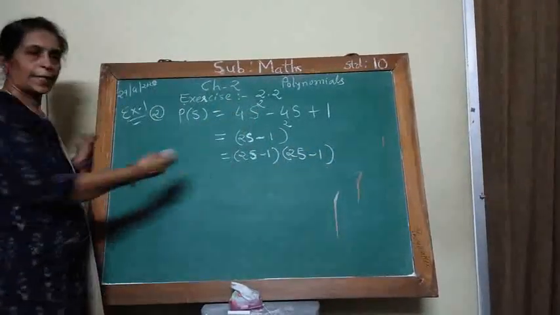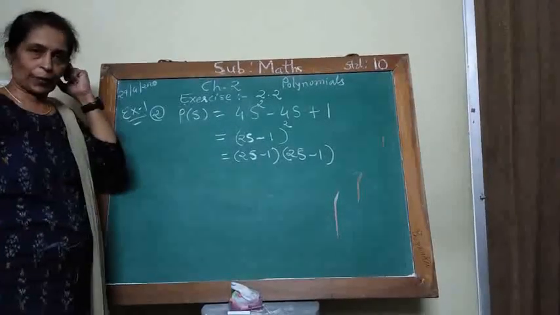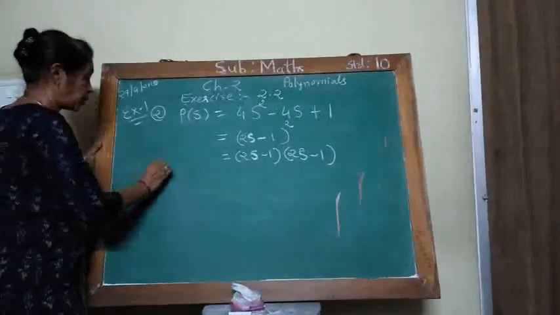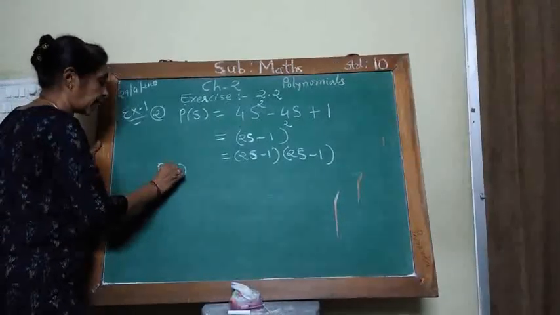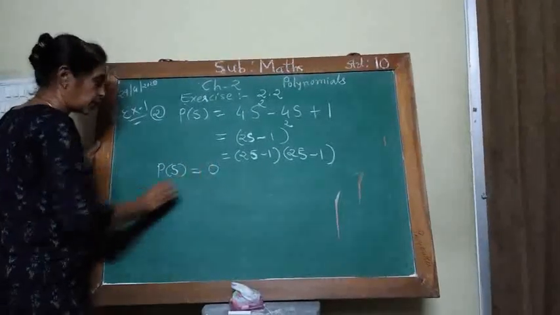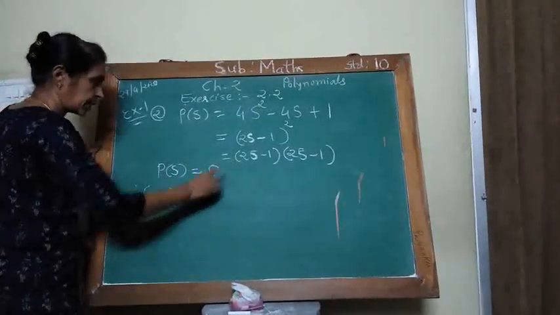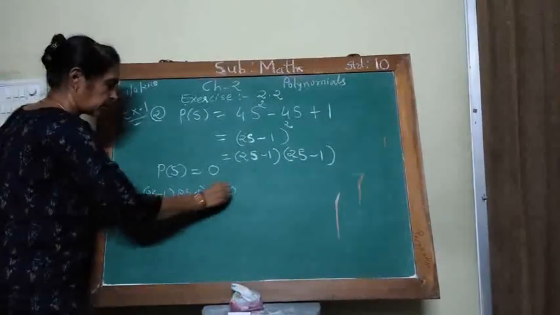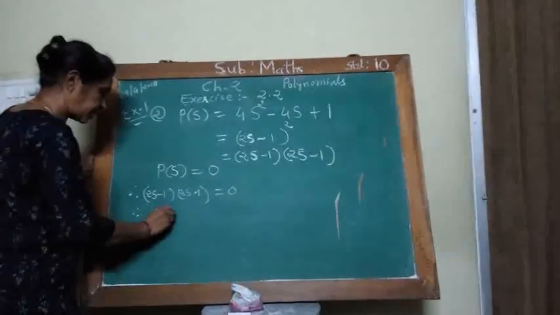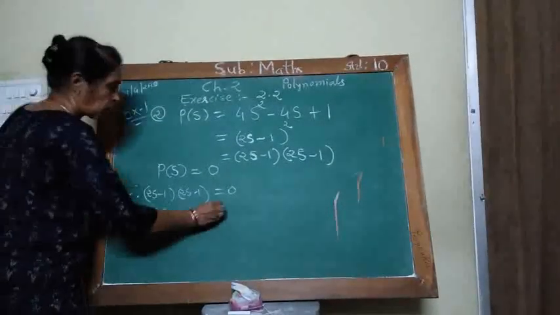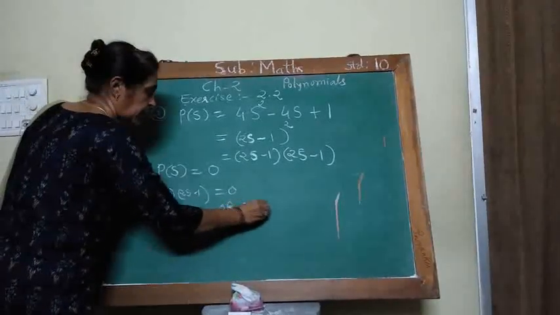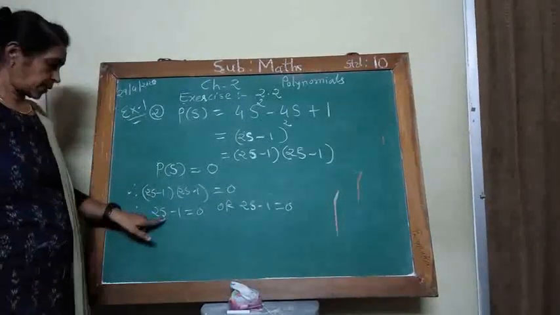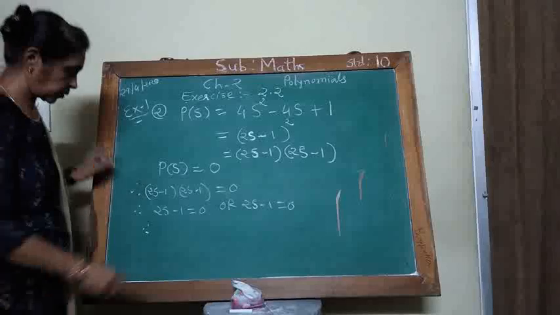So I have factorized this polynomial very easily, or not? Clear? So now we have to find the zeros of the polynomial. That means you have to find alpha, beta. P(s) equal to 0. And P(s) is nothing but what? (2s minus 1)(2s minus 1) is equal to 0. And therefore 2s minus 1 equal to 0, or another bracket 2s minus 1 equal to 0. So which value of s, if you put, then the polynomial becomes 0. So that we have to find.